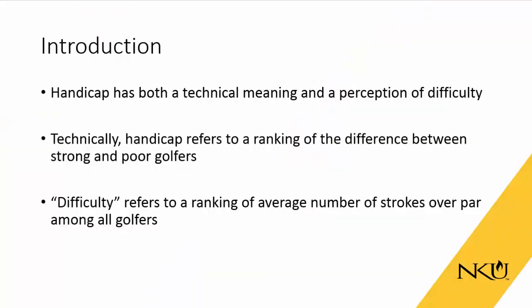Each of the 18 holes on a golf course is assigned a handicap, which carries both a technical meaning and a perception of difficulty. For the purposes of handicapping, holes are ranked in terms of the difference in average strokes between the strong and poor golfers, with 1 having the largest difference and 18 having the least.